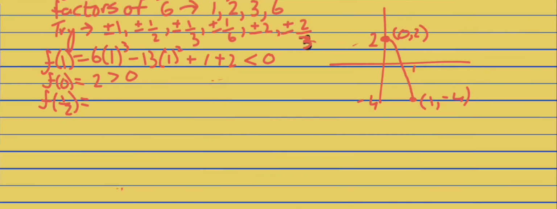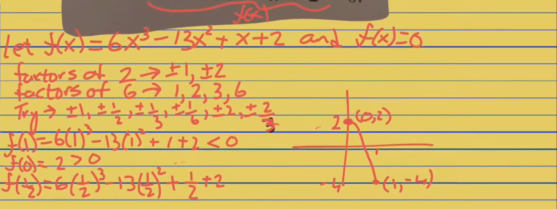And if we use 1/2, we get 6 times 1/2 cubed minus 13 times 1/2 squared, and then plus 1/2, and then plus 2. Agreed?